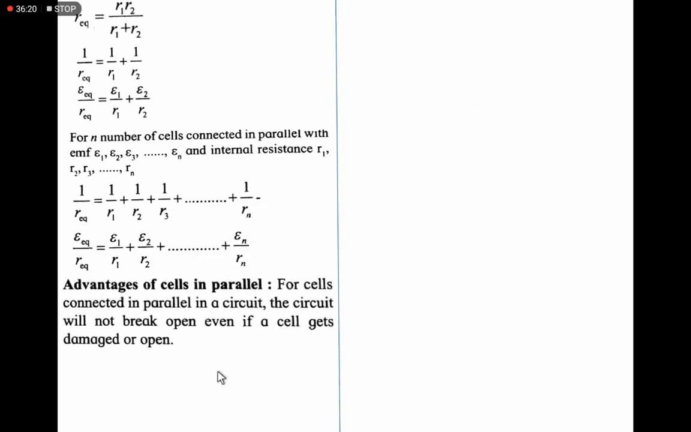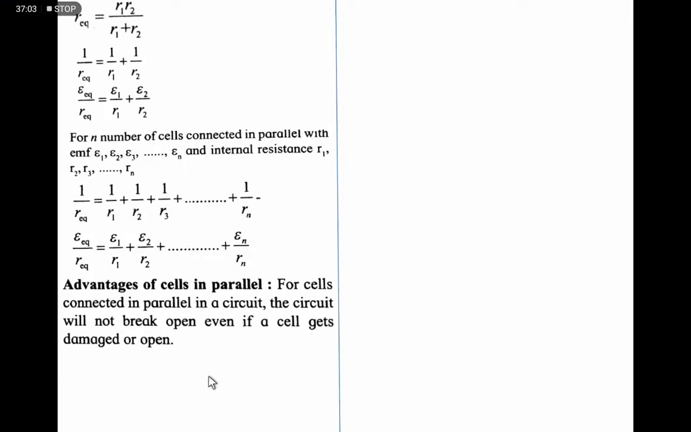Okay, so the advantages of cells in parallel. For cells connected in parallel, the circuit will not break or open even if one cell gets damaged or opens. You see the diagram. If one of the cells is damaged, then the electricity passes through the other cell because the terminals are connected directly to the supply. So if one of the cells is damaged, then the supply will continue. In a series, this will not happen.